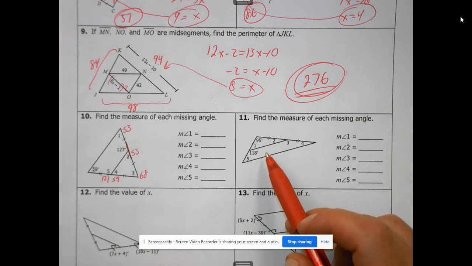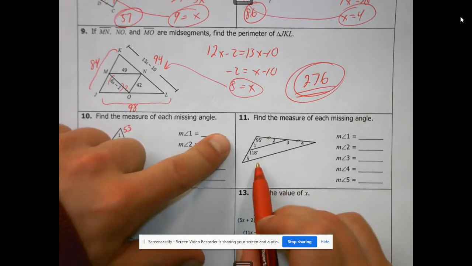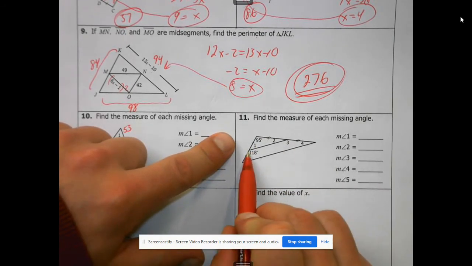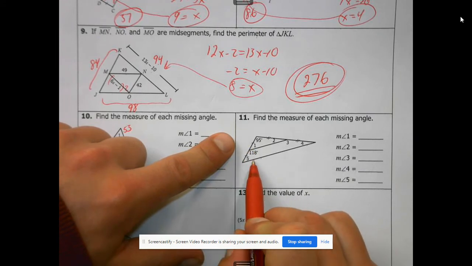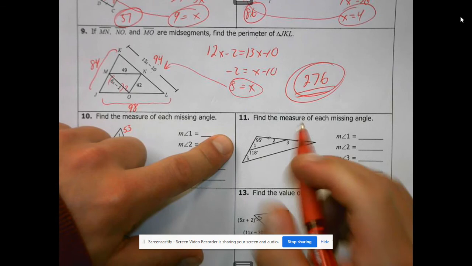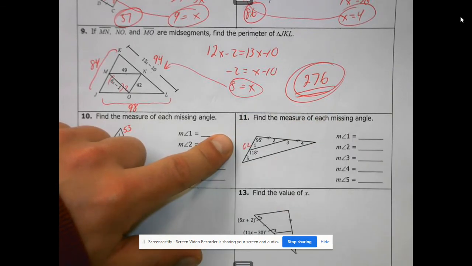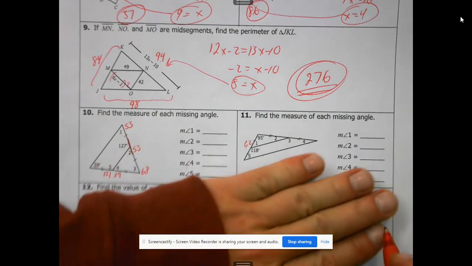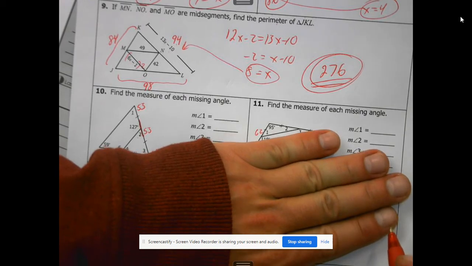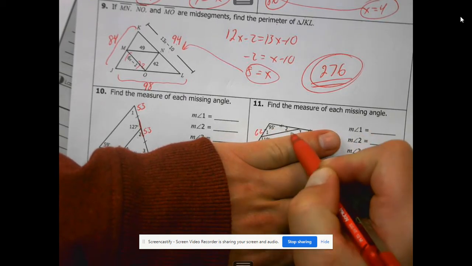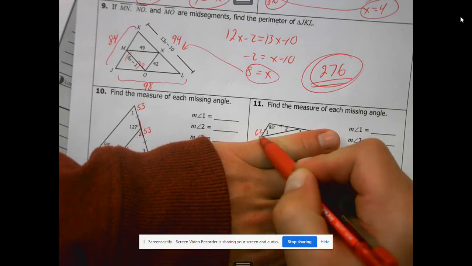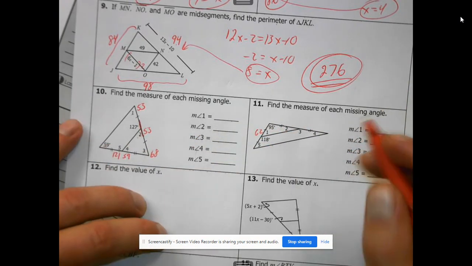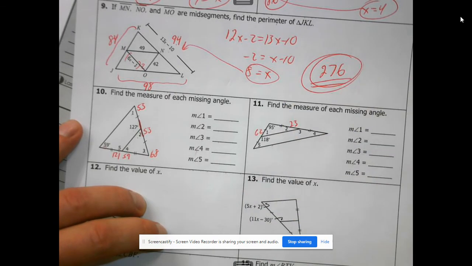Number 11, same thing, so a little more practice. Let's find angle 1 first. Remember these 2? These are a linear pair. They have to add up to 180. So if I take 180 minus the 118, angle 1 would be 62. Looking at the small triangle, all 3 of these angles have to add up to 180. So if I take 180 and subtract off the 95 and the 62, that is left with 23 degrees.